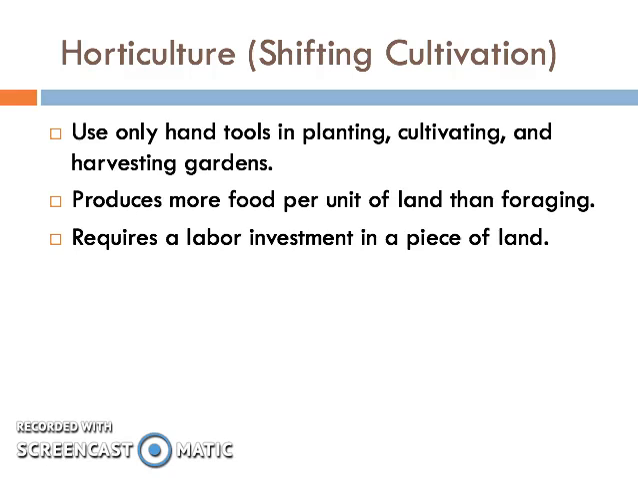In any case, horticulturists use only hand tools such as machetes, axes, digging sticks, and hoes to plant, cultivate, and harvest. Horticulture produces more food per unit of land than foraging. It also requires labor investment in a piece of land to clear it, plant, weed, harvest, and so on.